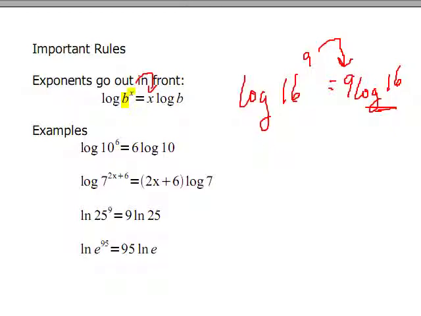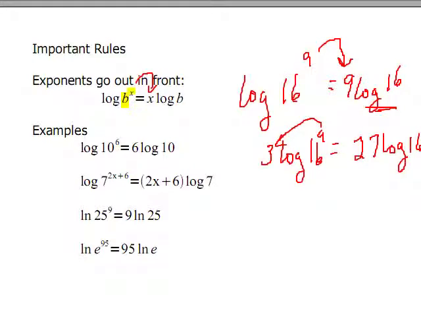If I have some number out here like 3 times the log of 16 to the 9, when that 9 comes out in front, it's a multiplier, so you get 9 times 3, which is 27 times the log of 16. And this holds, of course, for all logs. Natural log of 3 to the 4th is 4 times the natural log of 3. That's a very handy rule.